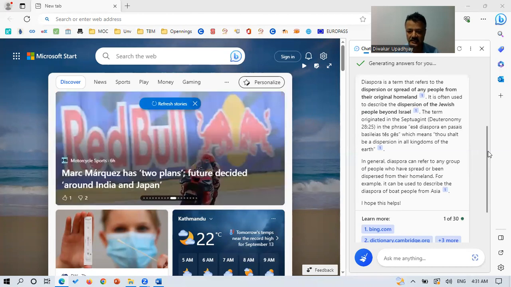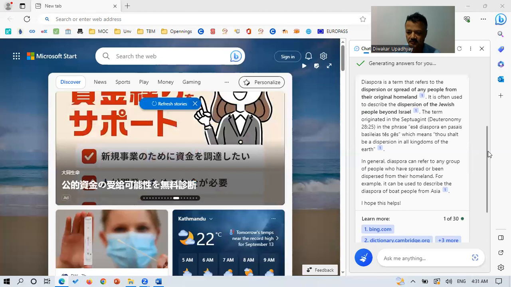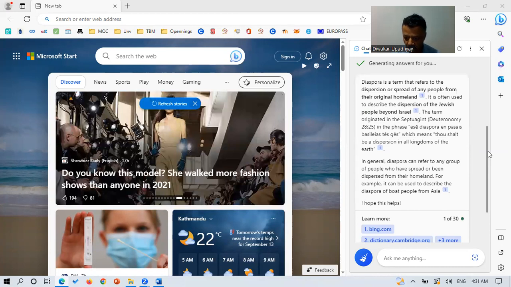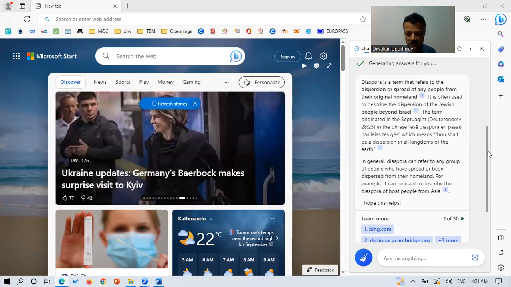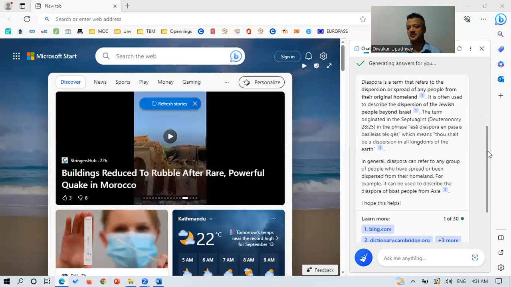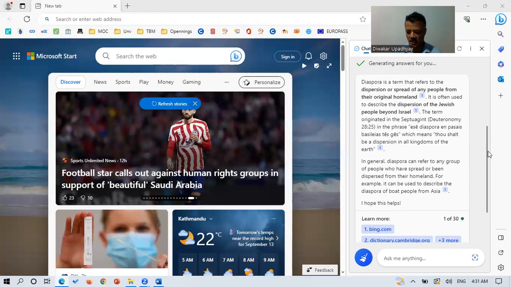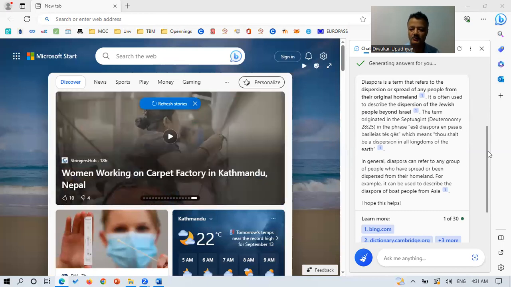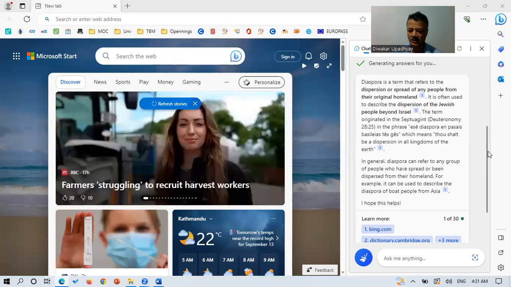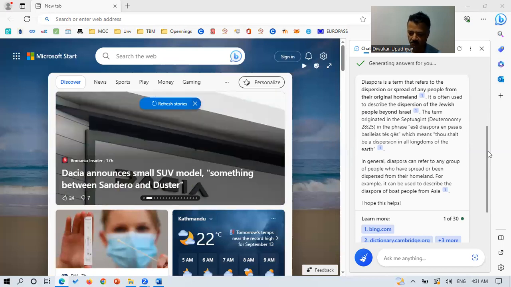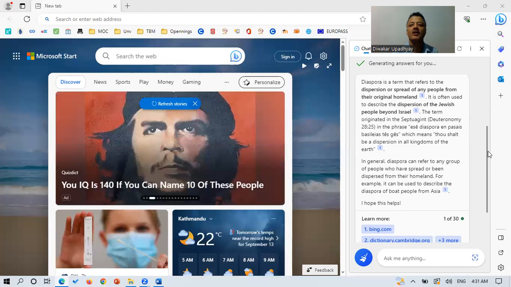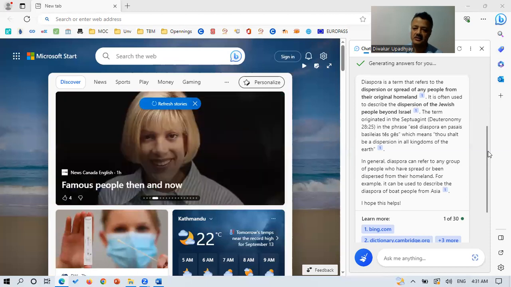The term originated in the Septuagint, in the phrase, thou shalt be a dispersion in all kingdoms of the earth. So diaspora is primarily the spread of people away from their country of origin. In general, diaspora refers to any group of people who have spread or been dispersed from their homeland. For example, it can be used to describe the diaspora of people from Asia, or let's say Chinese people in America, Chinese diaspora.